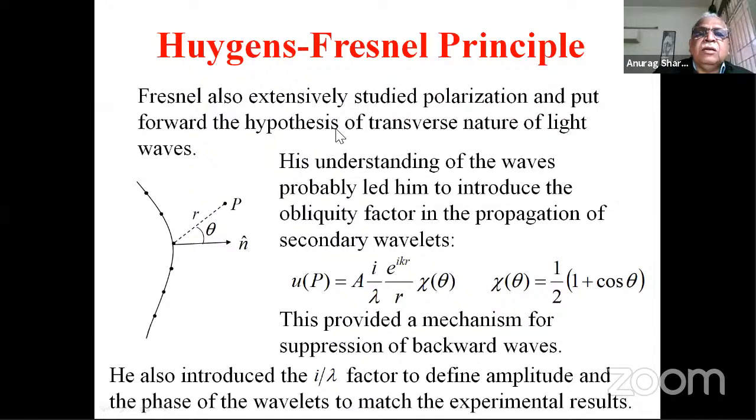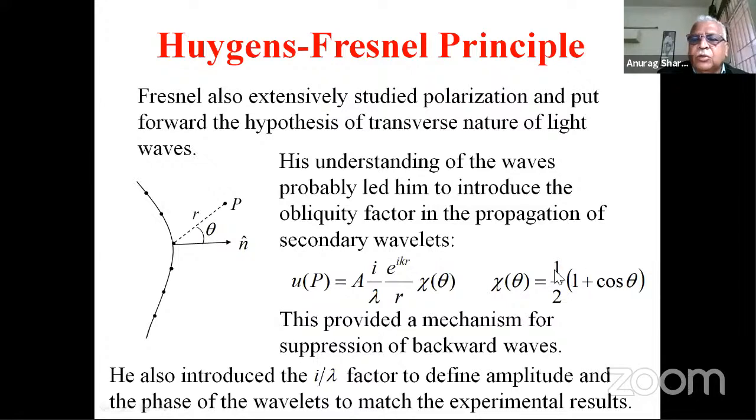With that, he said that if you want to explain polarization, then you must assume the light will be transverse. So his understanding of these waves led him to introduce the obliquity factor, because in polarization it was known that if you change the angle, the effect of polarization would be different. So he could see that there's an angular dependence, and so he introduced obliquity factors. What he said is that at this point P, the field from a particular wavelet would be given by A, the amplitude of the primary wave, times i by lambda, I'll come to that, times e to the power minus ikr by r, which is the spherical wave factor, and chi of theta, which is the obliquity factor.